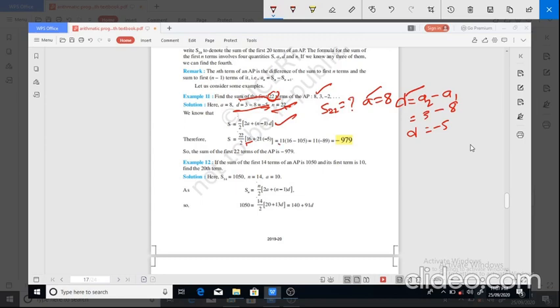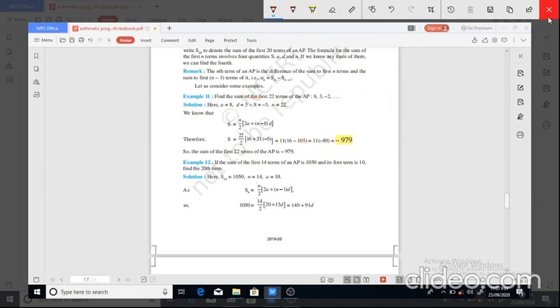What is the total value? 22 by 2 is 11. Into 16 plus 21 into minus 5, which is minus 105. So the total value is minus 979. So the sum of the first 22 terms of the AP is equal to minus 979. Okay, is it clear? So next.